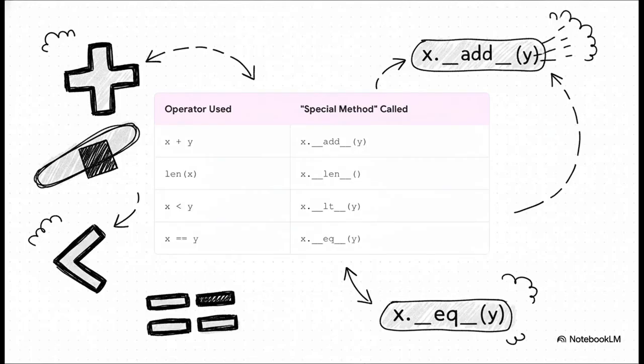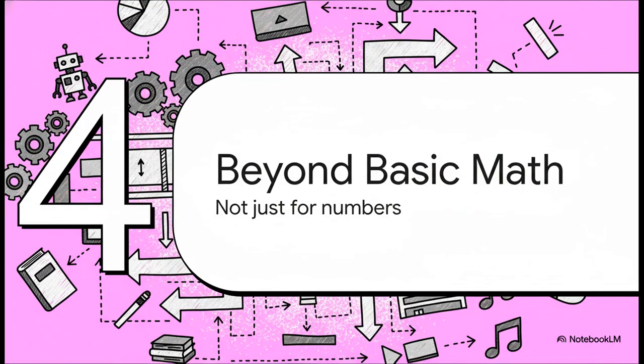And this pattern holds true for so many common operations. You use a plus sign, Python calls __add__. You use the len function, it calls __len__. You check if x is less than y, it's calling __lt__. And when you check for equality with a double equal sign, it's calling __eq__. You see, once you get this pattern, the magic kind of disappears, and what's left is a really clear, predictable system.